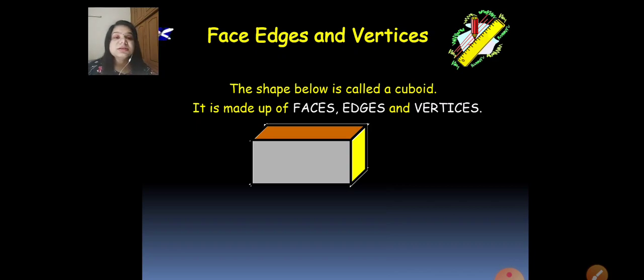Now our main topic today is that we have to count the faces, edges and vertices of these solids. First of all let's understand what a face is. The shape given below here is a cuboid, and it is made up of faces, the flat surfaces, flat polygons with which a polyhedron, or you may say a solid, is made up. That is called its face.